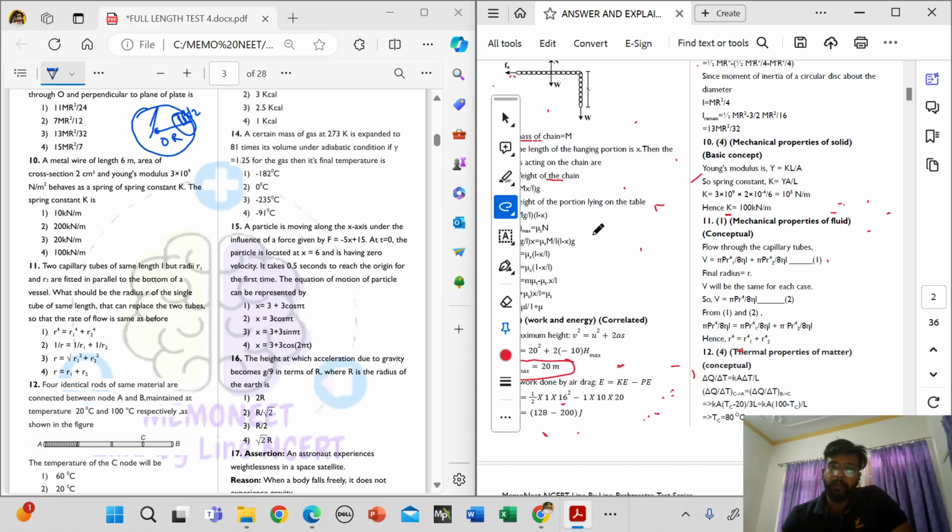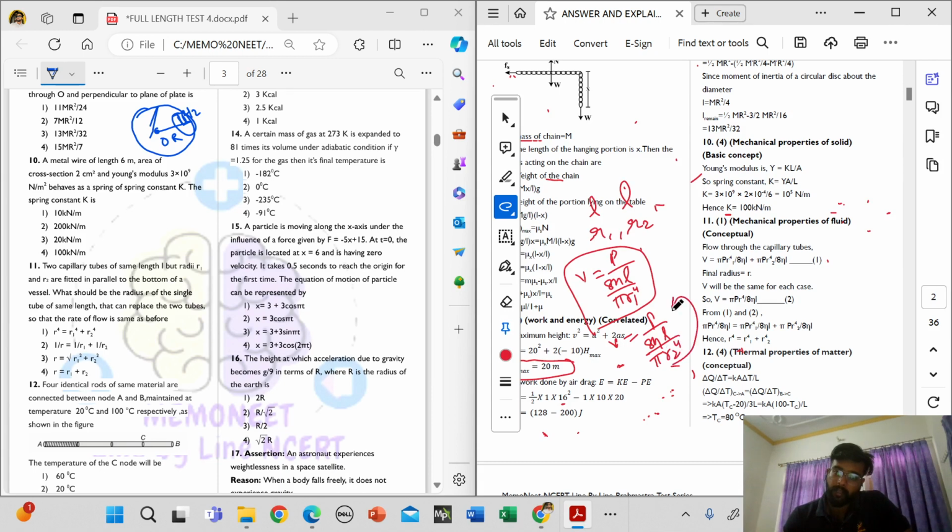Actually, we are given two capillaries having the radii R1 and R2, but the same length L. So the rate of flow from these capillaries, we have the formula P upon 8 eta L upon pi R1 to the power 4. This is from one capillary. From the other, we have P upon 8 eta L upon pi R2 to the power 4. So from these, we get this relation.